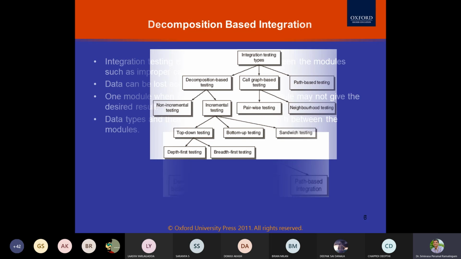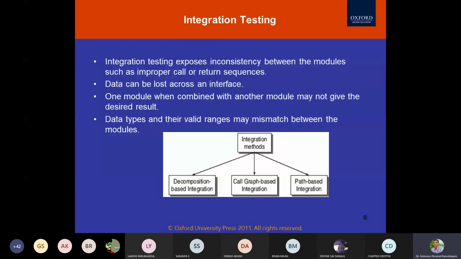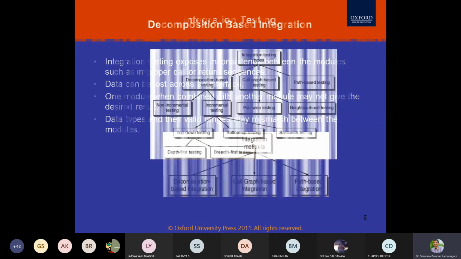In this, three methods are there. One is decomposition method, another one is call graph based integration, and the third one is path based integration. These things are very important, whether we are going to follow the decomposition, call graph, or path based.